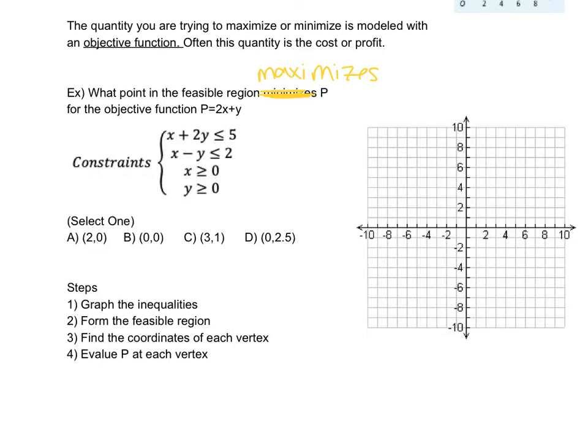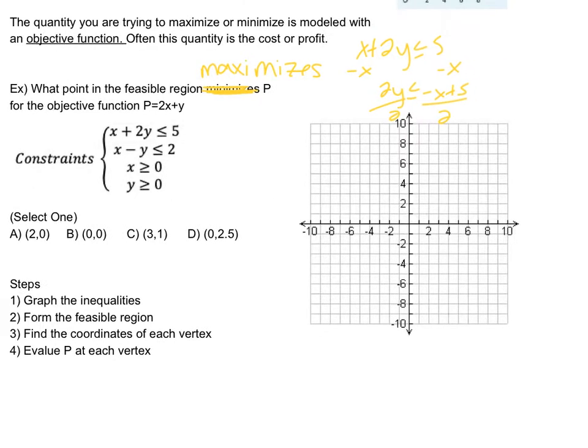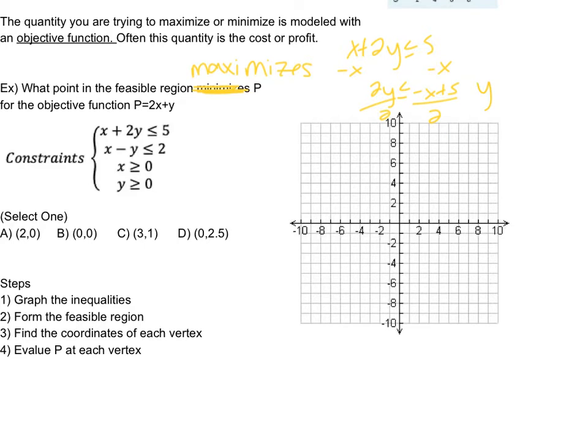Step 1, graph all the inequalities. Okay, so let's do that. Let's graph the first one. I need to rewrite that. So it's x plus 2y is less than or equal to 5. Let's get it into slope-intercept form. Divide by 2, divide by 2, so y would be less than or equal to negative 1/2 x plus 5/2, which is 2.5.